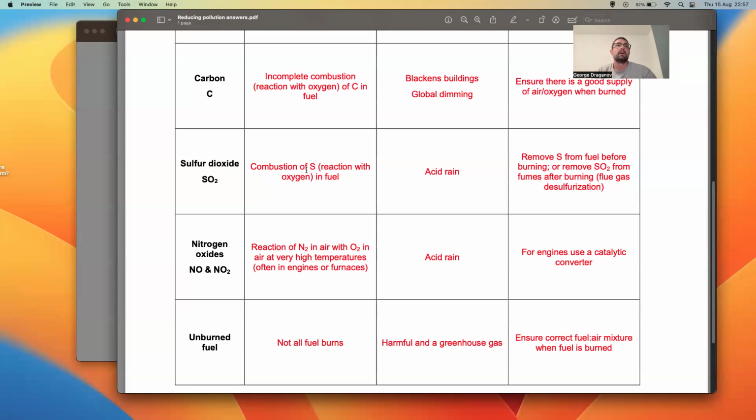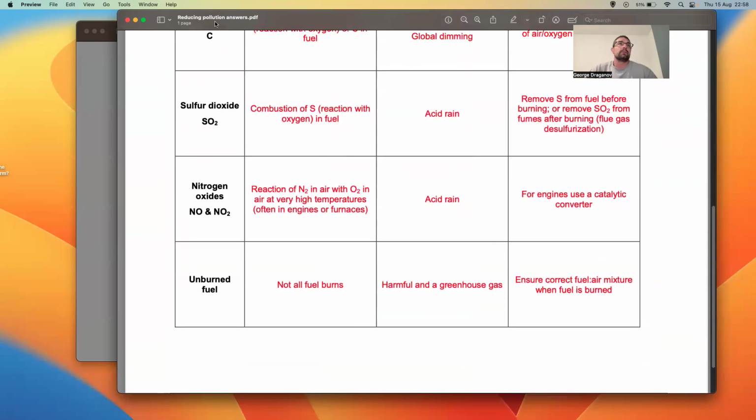So to prevent this, people use catalytic converters for the NO2. And for this one, there's something called desulfurization, when you remove the sulfur before you burn the fuel. So sulfur is just simply an impurity found in fuel. So if you remove the sulfur, you will not form SO2. So I will attach this sheet.